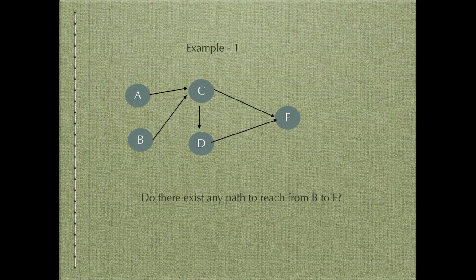Let's take a look at a better, real-time example of what a P type of problem is. We have a graph, right? The problem statement is: does there exist any path to reach from B to F? Visibly, you could quickly say yes. From B, you traverse to C. From C, you either traverse to D or directly to F. Whenever you reach F, you say yes, there is a path in this graph that reaches from B to F. So the answer is yes, and that is in polynomial time.